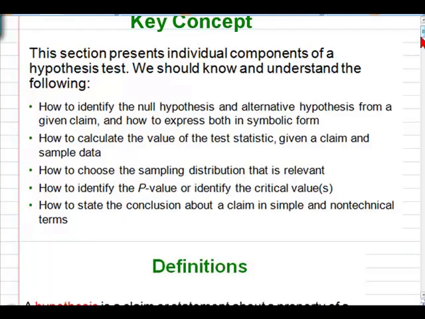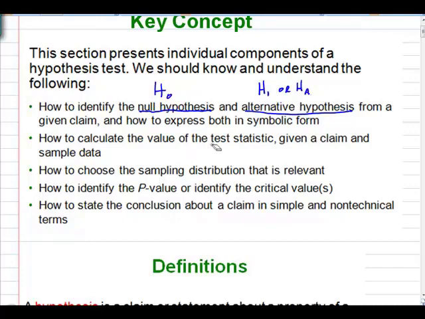This section will present individual components of a hypothesis test. We should know and understand the following: how to identify a null hypothesis and an alternative hypothesis. The null hypothesis we're going to represent with this symbol H sub naught. Naught is an old-fashioned term that means zero. And then the alternative hypothesis, you will either see an H sub 1 or an H sub A. And 1 and the A are subscripts.